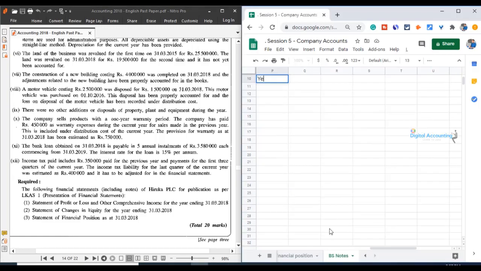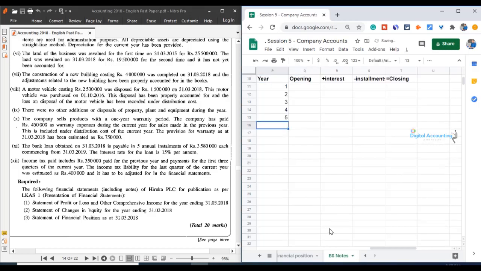So normally the bank loan, the schedule will be like this. So 5 installments we need to pay. So the opening balance of the loan is 12,000. For the 12,000, we need to pay 15% of interest per annum.